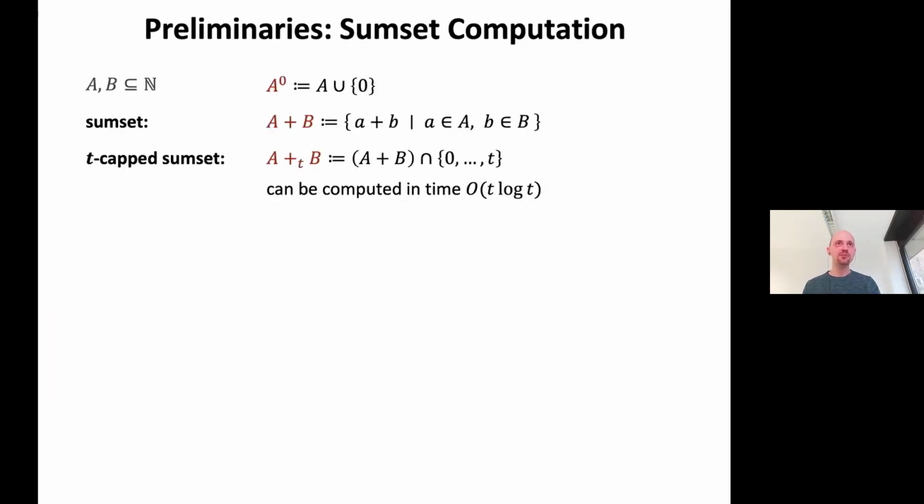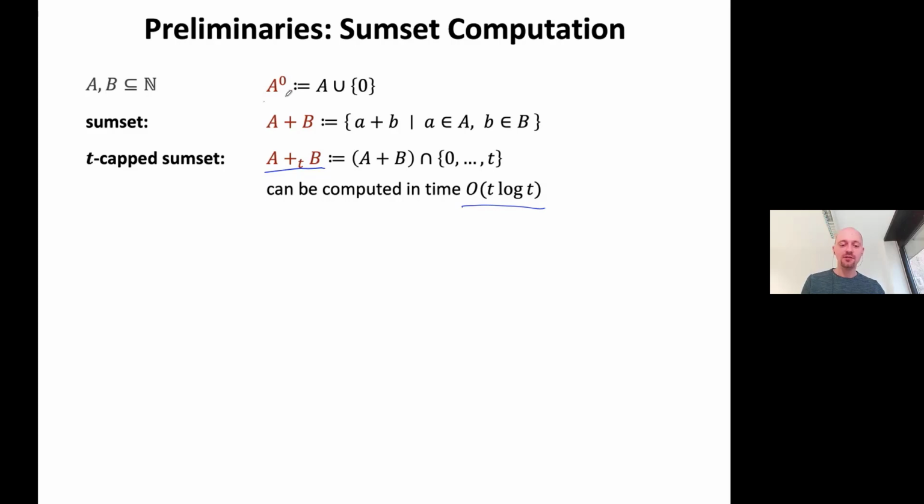So for subset sum, the appropriate convolution is just taking the sum set, or actually more precisely, it's the capped sum set. So A + B, I will denote as the sum set of A and B, but we ignore everything that is larger than the target, right? Because in subset sum, we are not interested in any subset sums that are larger than the target. And this you can solve in time t log t. Because A and B are subsets of the integers from 0 to t, you can compute their sum set in t log t.